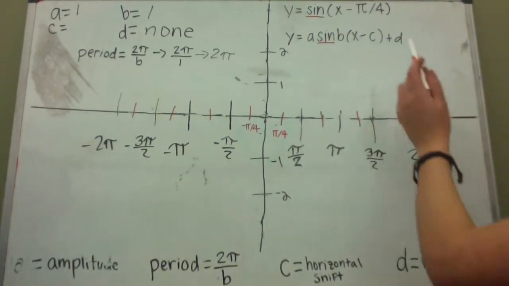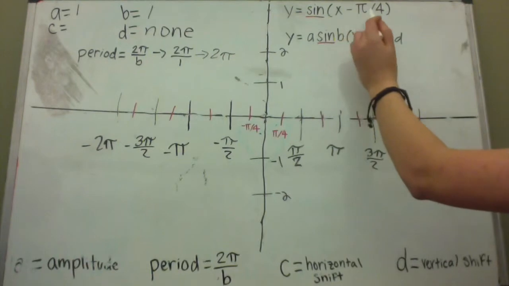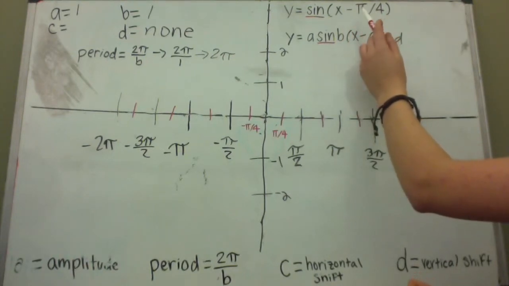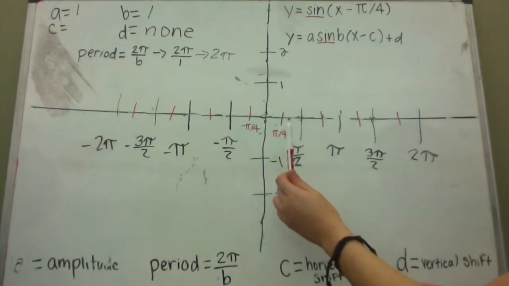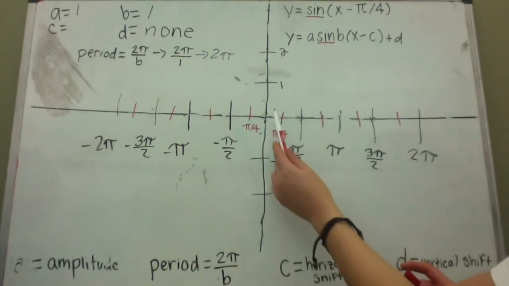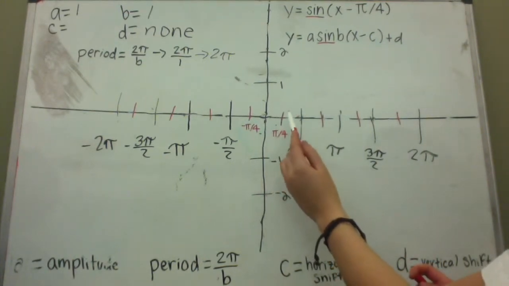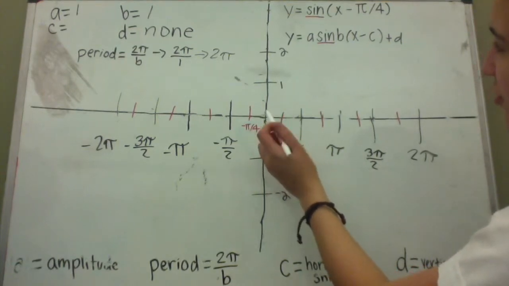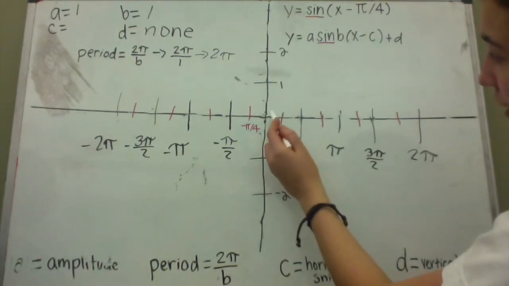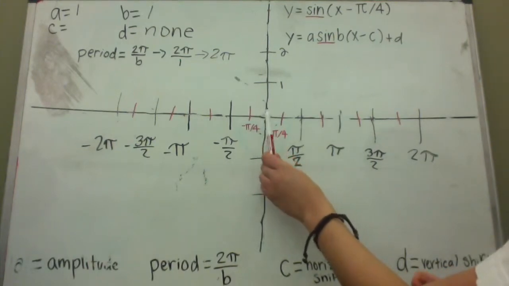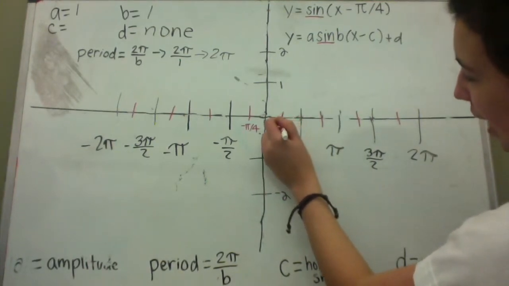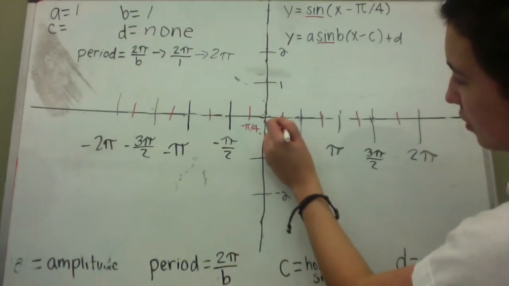Okay, and remembering that for our horizontal shift, we have to take the opposite sign. So positive, we have to move in the positive direction, pi over 4 along the x-axis, which is marked by one of our new red marks right here. So actually, we technically would have started at the origin, but since we have a horizontal shift, we're starting along the x-axis at pi over 4.